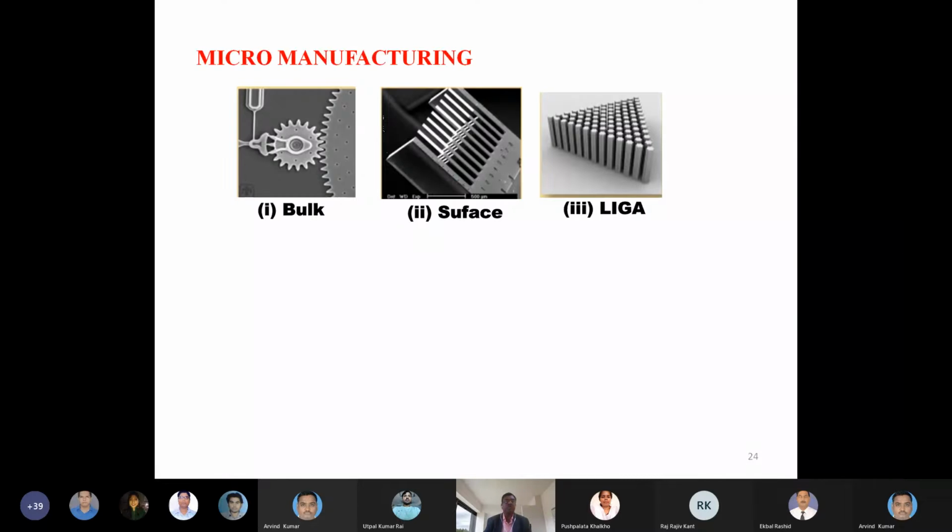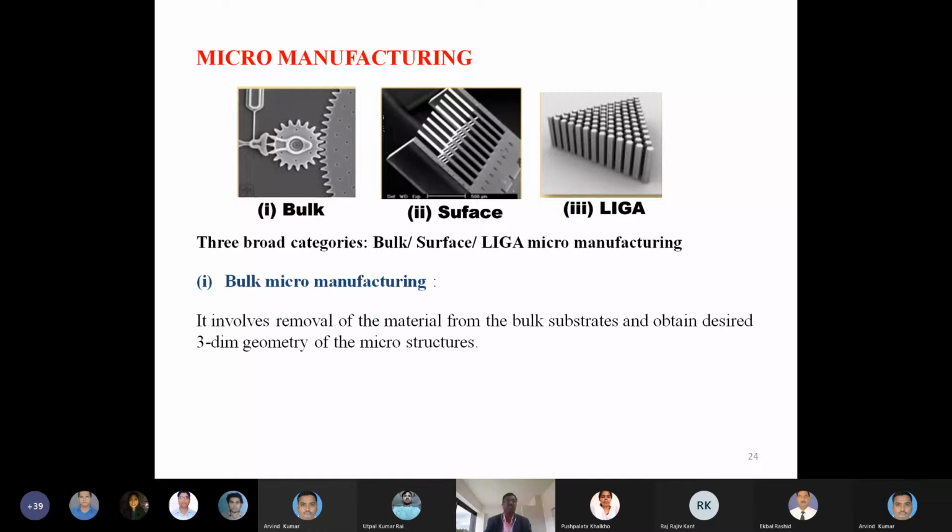Now coming to manufacturing of these micro components. A micro manufacturing system is usually of three kinds: bulk micro manufacturing, surface micro manufacturing, and the LIGA process. These are the three categories. We will discuss only these three categories of manufacturing of micro components by using them in mass production.